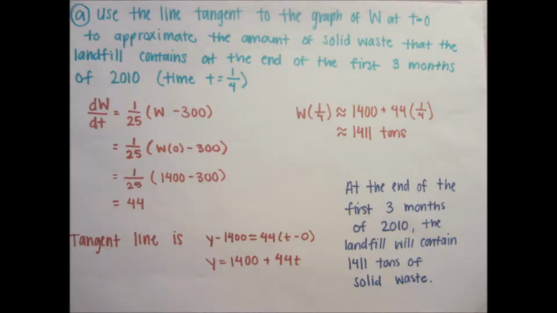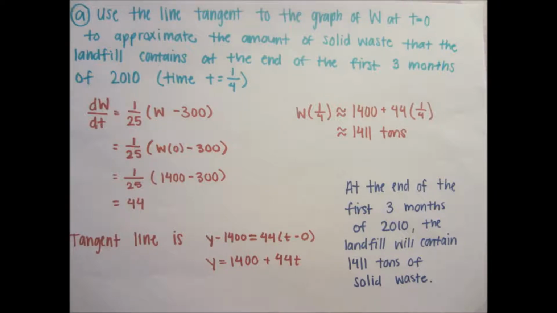We are given the derivative of a function w of t. The derivative dw over dt represents the rate at which the landfill is increasing. The equation is 1 over 25 times (w minus 300). So at time t equals 0, the amount of solid waste in the landfill is 1,400 tons.